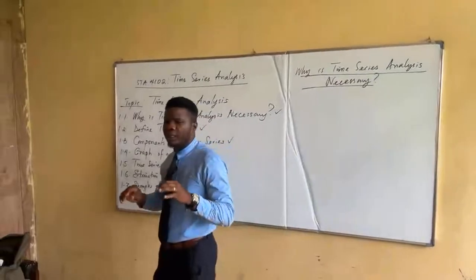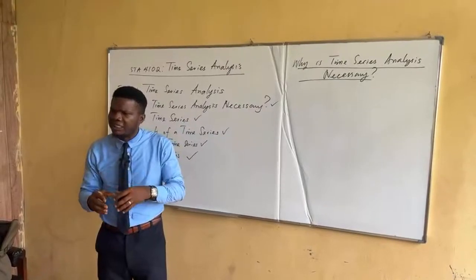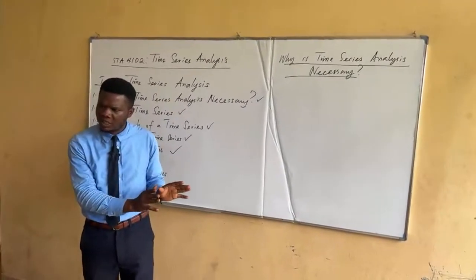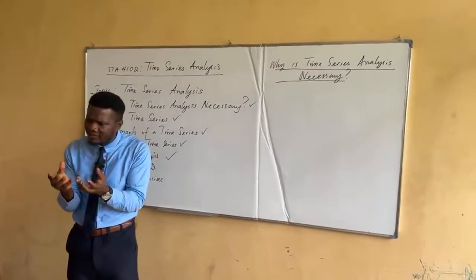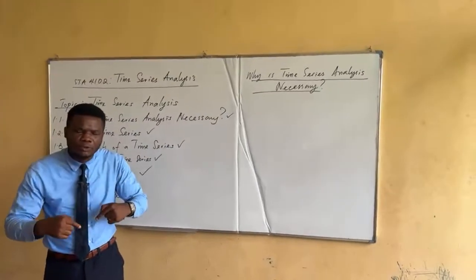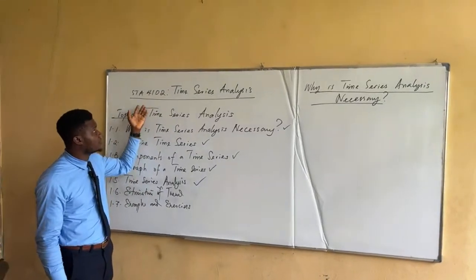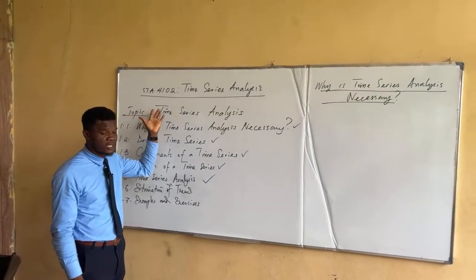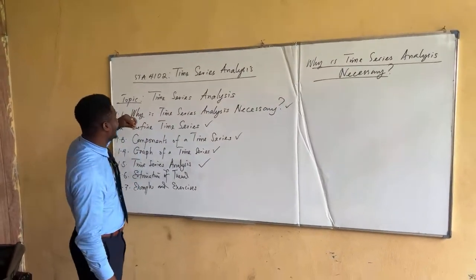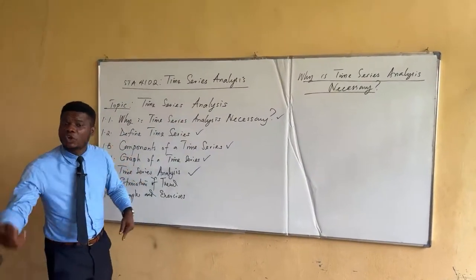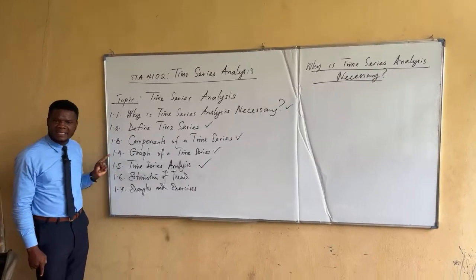Number 1, time series, as a statement, is the title of a course in the university curriculum. Time series as a statement is also the title of a topic, as you can see in the course STA 4102. Time series, again, as a statement, is also a subtopic, and let's begin from here. Why is it a subtopic?